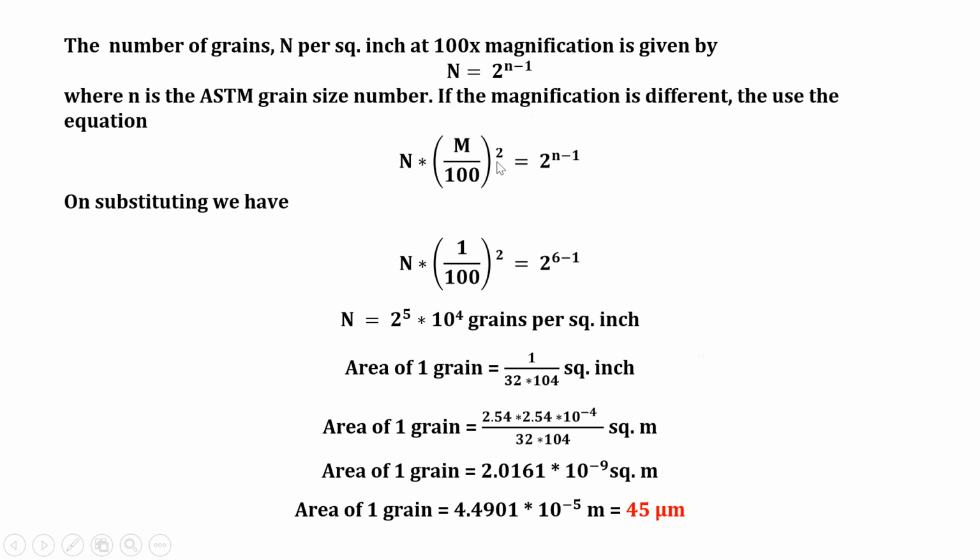Initially we know that there is no magnification, therefore we substitute the value of M is equal to 1. We got the value of N. Please remember that N is not the grain size. It is the number of grains per square inch. We have to convert this into grain size. If there are N number of grains per square inch, then the area of one grain is equal to 1 by whatever value we obtained. The square inch has to be converted into square meter, therefore we use 2.54, 2.54, 10 power minus 4, and square meter has to be converted into normal meter, therefore we will take the root of this particular value. Finally, we will obtain 45 microns. So please go through the steps.